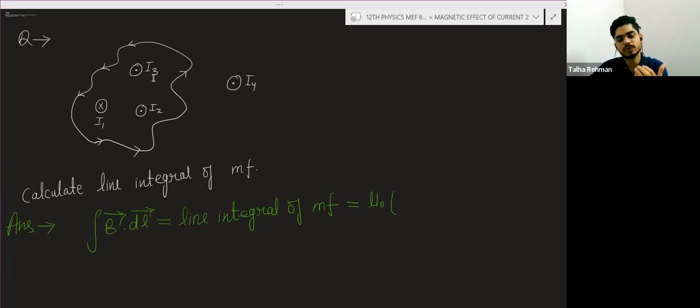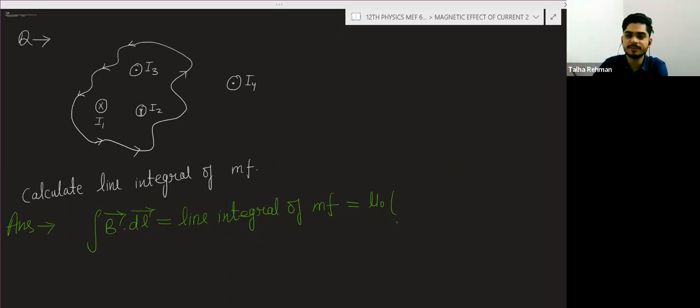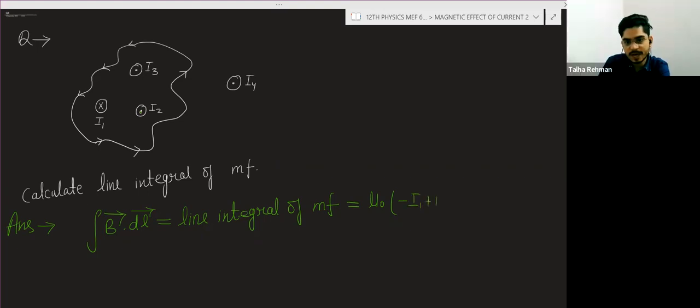Means you have to choose the direction of the current. I1 is inward, so you will take it as negative. You will take it negative. Yeah, negative. So you can write minus I1 and plus I2 and plus I3.